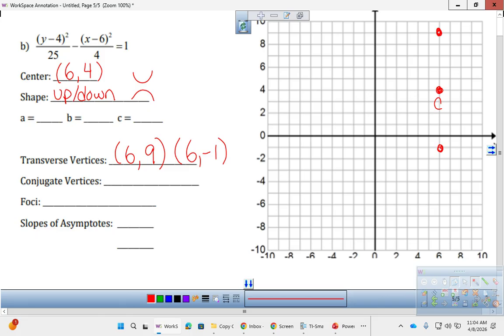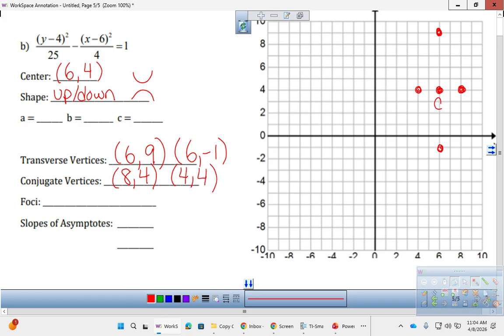Conjugate is the other one. All right, so in this case, the other one is the x values. So in the x direction, my radius is 2, because the square root of 4 is 2. So from here, I'm going to go 2 this way. So that's 8, 4. And I'm going to go 2 this way. 1, 2, 3, 4. 4.